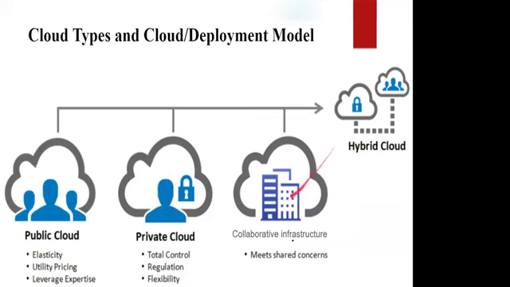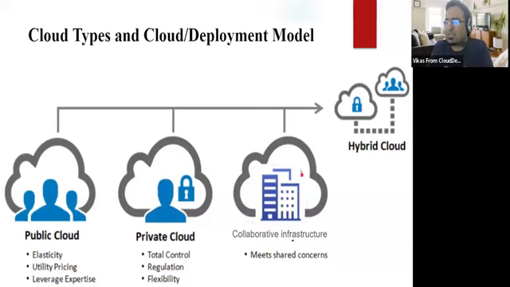Collaborative infrastructure means multiple teams, or multiple different companies, who have the same logic and are ready to share their resources. That is called community cloud, or collaborative infrastructure. That is also a variety of cloud, called community cloud.